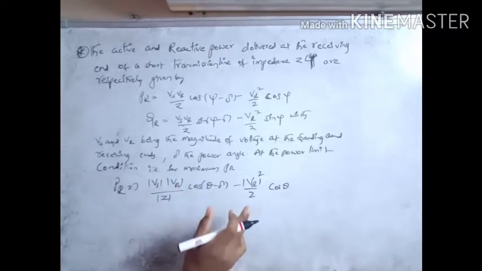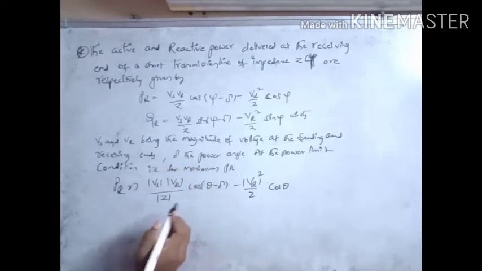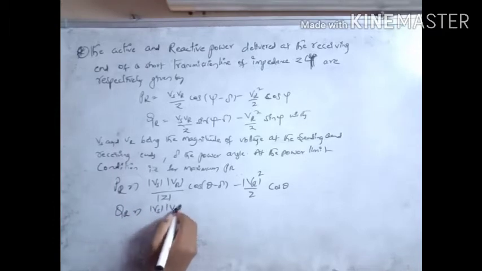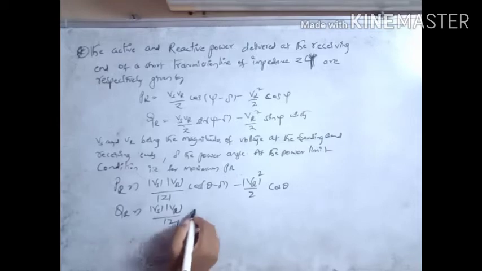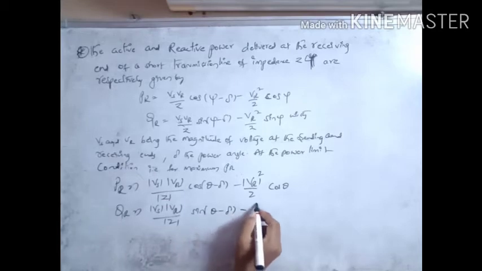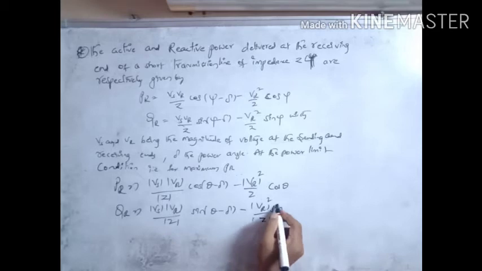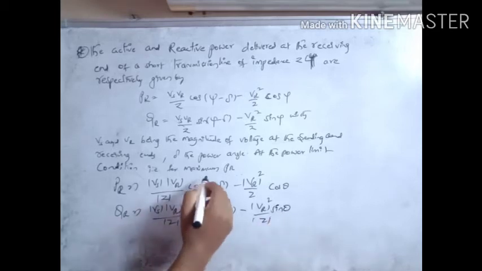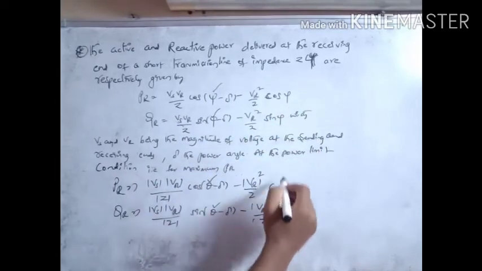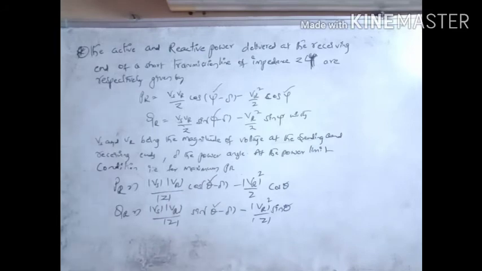And when we see the receiving end reactive power, that is QR equals Vs Vr by Z sin(theta minus delta) minus Vr square by Z sin theta. So here, in place of theta, it is given as psi. Here also, simply in place of theta, it is given as psi only.